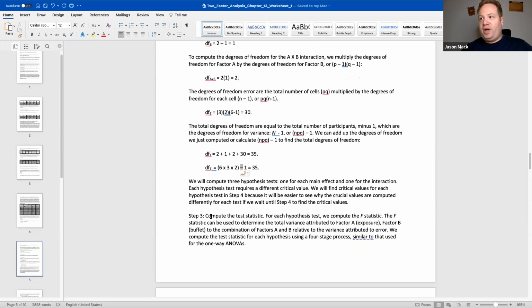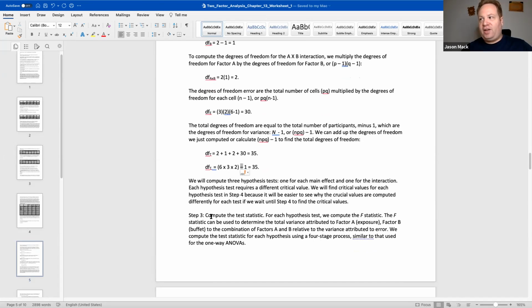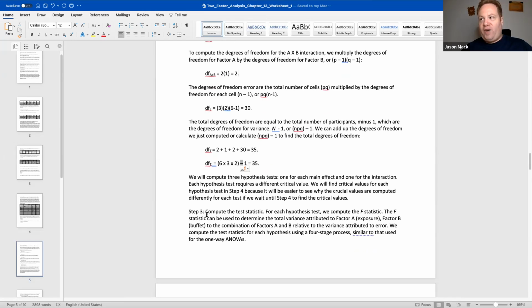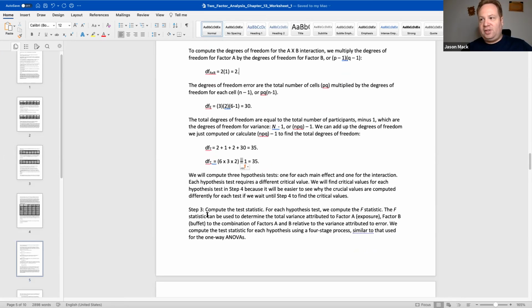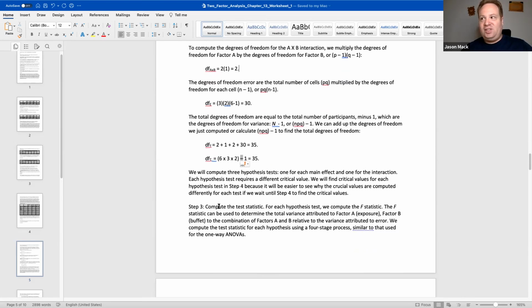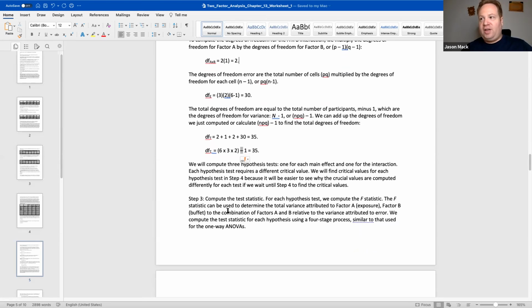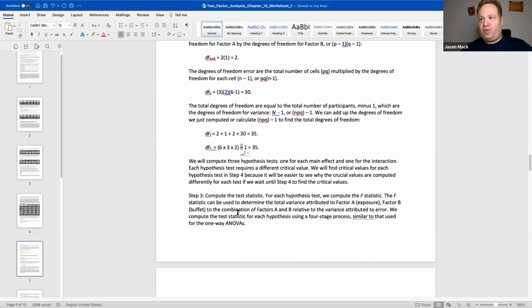We will compute 3 hypothesis tests, 1 for each main effect and 1 for the interaction. Each hypothesis test requires a different critical value. We will find critical values for each of the hypothesis tests in step 4, because that will make it easier to see why the critical values are computed differently for each test if we wait until step 4 to find the critical values.